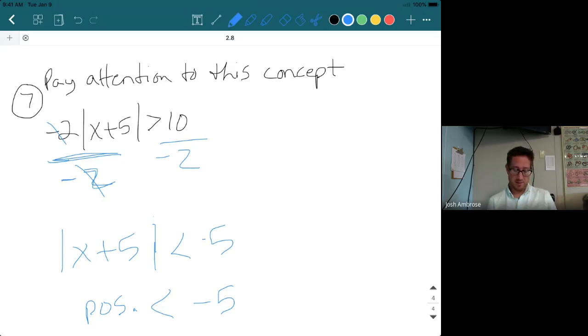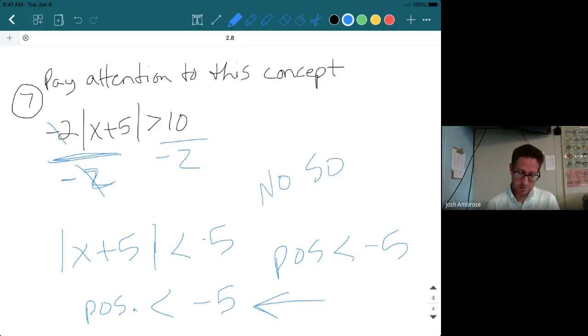Now let's think about this. Will a positive ever be less than a negative? I'm talking about this right here. Will a positive ever be less than a negative? No, it will not. Therefore, right off the bat, this one has no solution. Okay, so that was all conceptual. You didn't really have to do much math there to figure out what we were trying to get at.